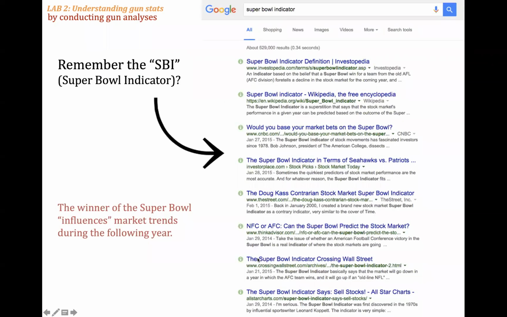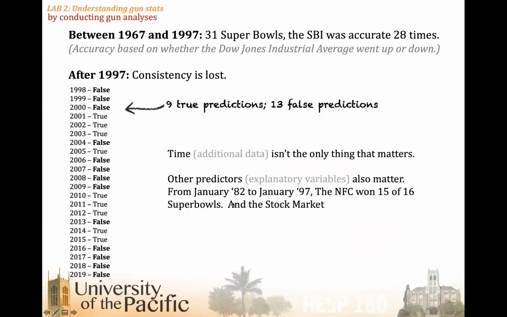Now, remember very early in the semester, maybe second lecture, third lecture, something like that, we talked about the Super Bowl indicator. I don't bring this stuff up just for like a giggle. Remember this thing where we were talking about who wins the Super Bowl and does that predict the stock market over the next year? And for a long time it did, right? Between 1967 and 97, 31 Super Bowls, it was accurate 28 times of who wins the Super Bowl.